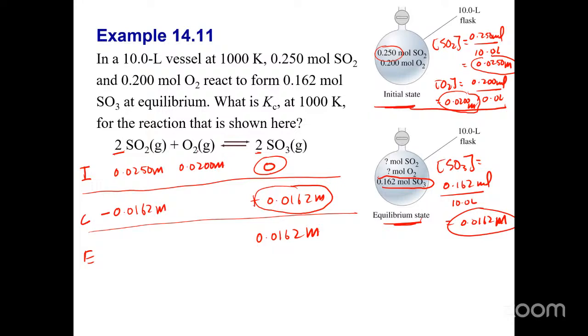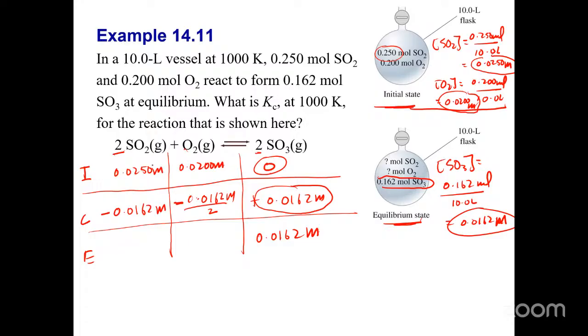And then as far as the O2 is concerned, there's a 1-to-2 mole ratio between the O2 and SO3, which means that the change in the concentration of O2 would be minus 0.0162 M divided by 2, because for every 1 mole of oxygen that reacts, there are 2 moles of SO3 produced. And because we know the changes here and here, we can determine the equilibrium concentrations here and here.